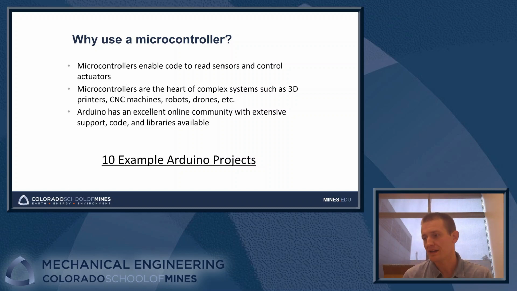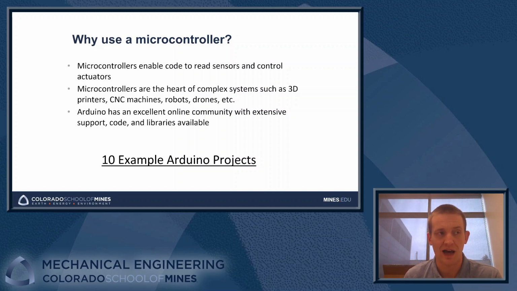Okay, so why exactly do we use this microcontroller? So the microcontroller enables our code to read sensors and then control an actuator. So a sensor would be some piece of hardware which is collecting information from the physical world, and an actuator is something like a motor, a relay, a light, where we can have an output that goes out into the physical world as well. So this is really why microcontrollers are really special. If we want to control a mechanical system, a microcontroller is the computer that allows us to do that.